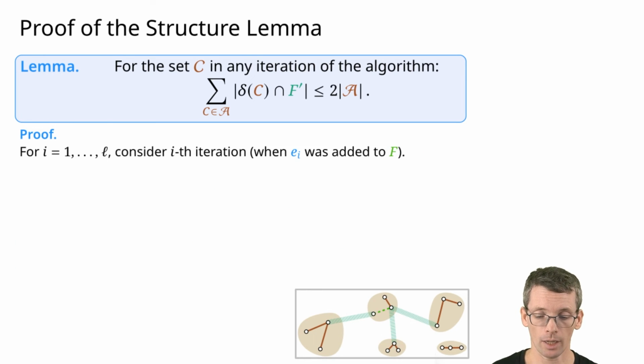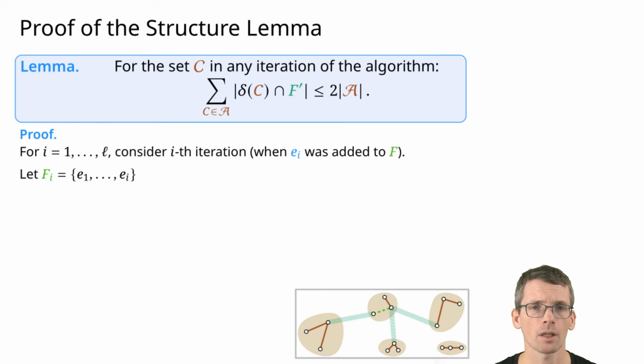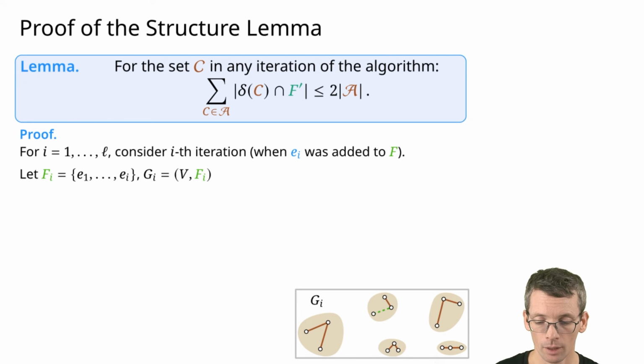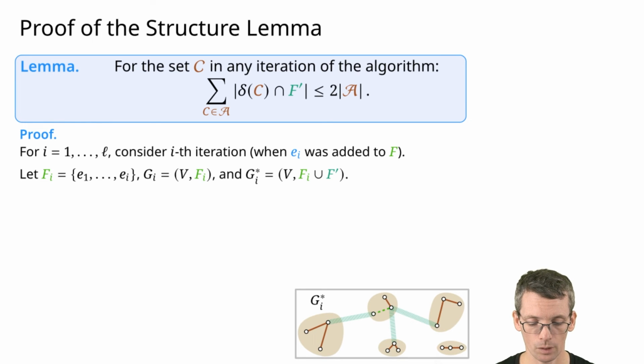So let's say we have the edges added in that order, E1 up to Ei, and we are in iteration i. So this is my current set of edges, which I now call Fi. The corresponding graph I call Gi. Gi star is the graph that I get by also adding the edges that are in the final forest, but not yet here. So the edges that I'm actually interested in.